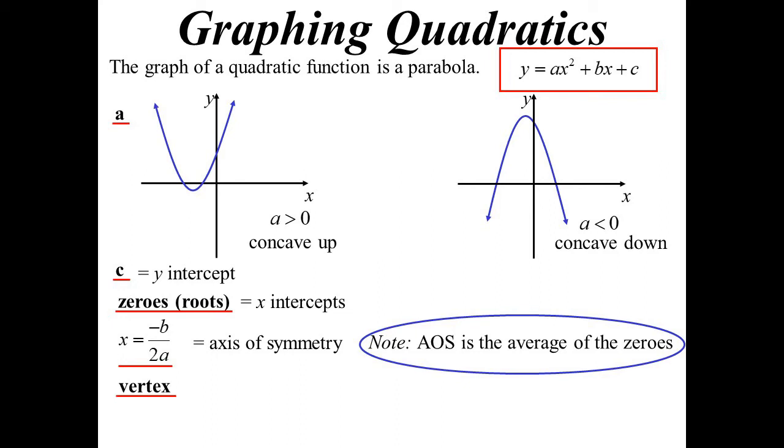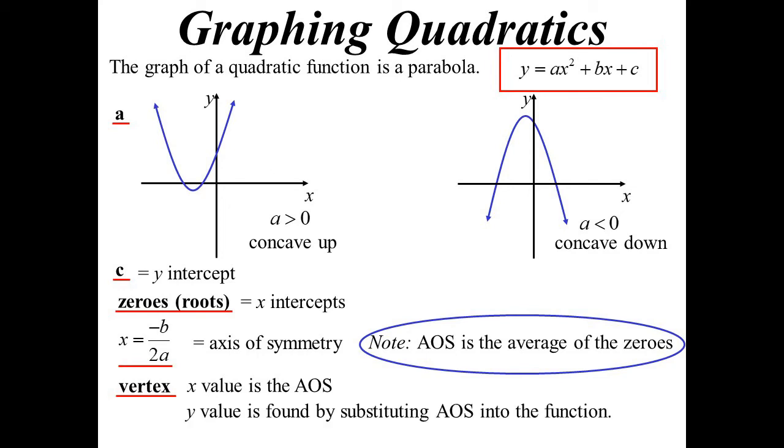The vertex, well, it lies on the axis of symmetry. So once you know what that is, substitute it back into the function and that'll tell you the y value. Now note, the y value is the maximum or minimum value of the function. So if they're talking about a quadratic function and they say, what's the maximum of this function? Or what's the minimum of this function? They're not talking about finding the vertex. They just want the y value. How high up does it go? How far down does it go? That's the maximum or the minimum value of the function.